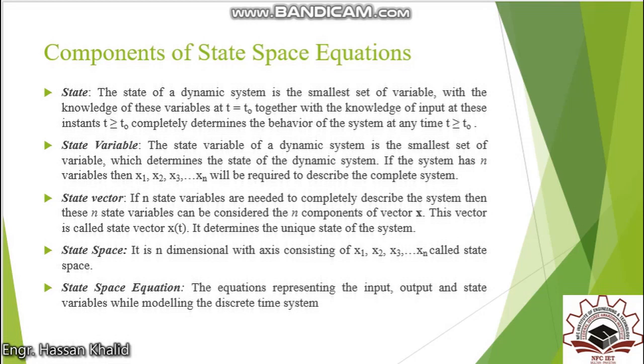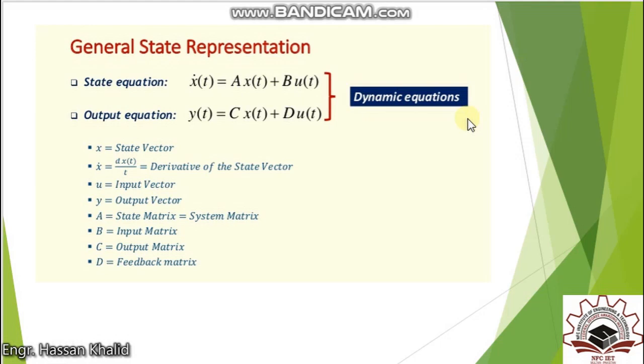Now the state space equation. The equations representing the input, output and the state variables together are called the state space equation. Now let us represent the general state representation. This is known as the state equation, where we have defined the first order differential equation x dot of t equal to A x of t plus B u of t, and the output equation is y of t equal to C x of t plus D u of t.